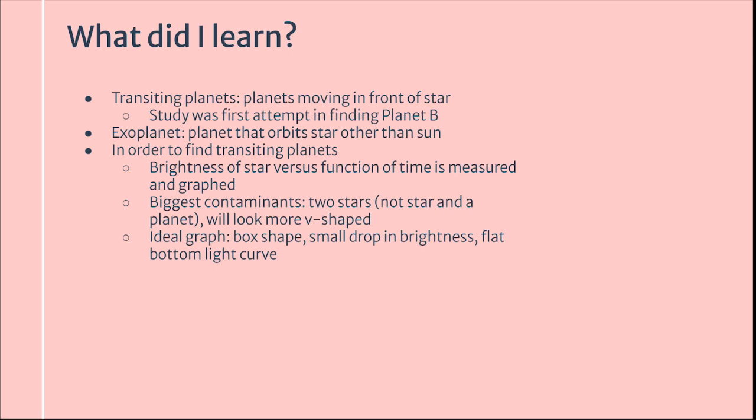First of all, there were a couple definitions I was unclear on going into this. Firstly, what is a transiting planet? Those are basically planets moving in front of a star, and this will have a certain look. This study was the first attempt in finding planet B, which we'll get into a little bit later.